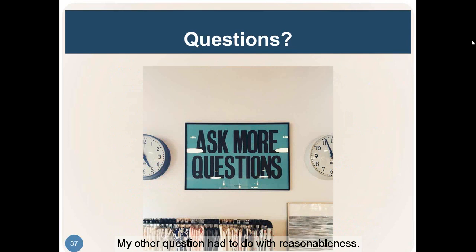And my other question had to do with reasonableness. We've recently had a situation where a subrecipient was doing something that we did not view to be reasonable in terms of an expense that they were incurring, but the pushback that we even had some internally was, where do you draw the line between reasonable and unreasonable? Yeah, you're not the only one that struggles with that. We struggle with it ourselves.